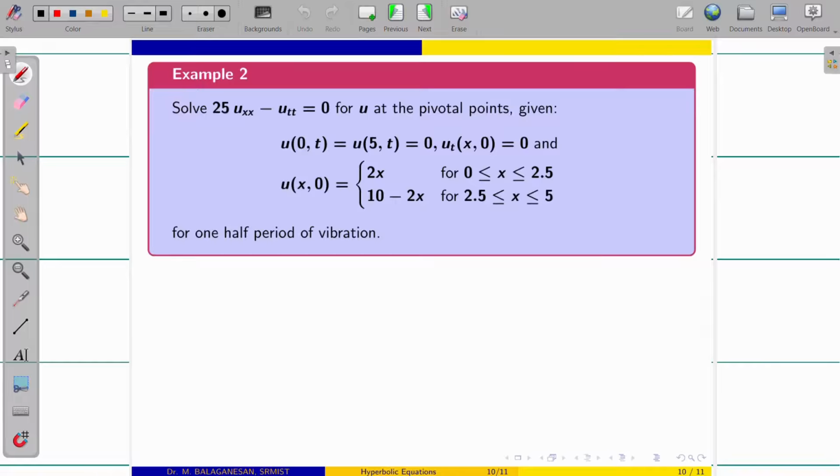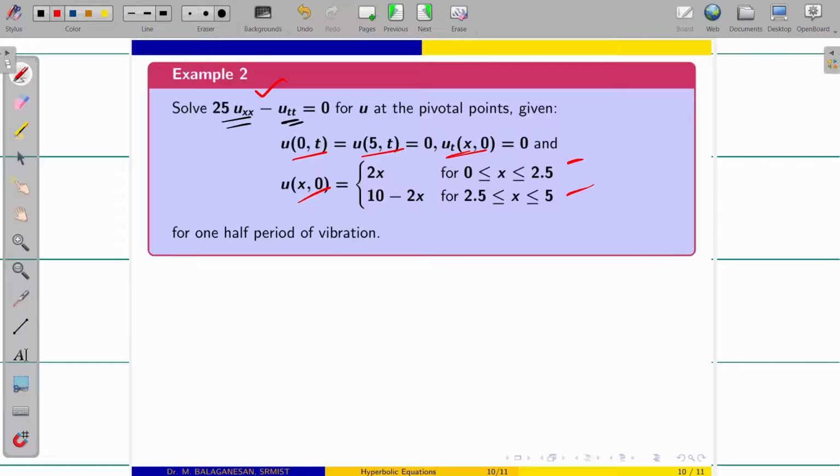I have chosen one more problem here. a square u double x equivalent to u double t, and the boundary conditions u of 0 comma t equals 0, u of 5 comma t equals 0. This is the clue, as I told you already. Using the equation we can identify which kind this is, and the velocity function u suffix t of x comma 0 equal to 0 is also there, and u of x comma 0 equivalent to, so they have split it into two functions. That's why I particularly have chosen this problem also to explain here.